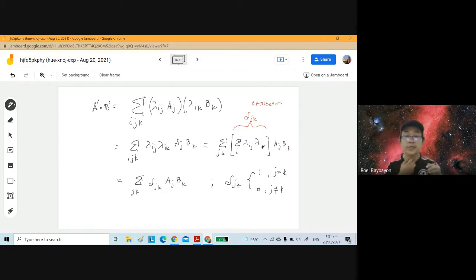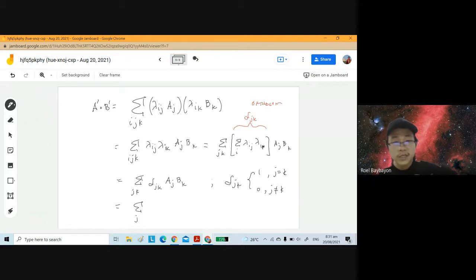So therefore, sa summation, kung ang j nimo is not equal to k, then mag-0 lang na sa imong summation. Okay, nakuha. It will vanish when j is not equal to k. So ang mabilin nga term sa imong summation is when j is equal to k. So therefore, maisa na lang imong summation in terms of j na lang. Tama?